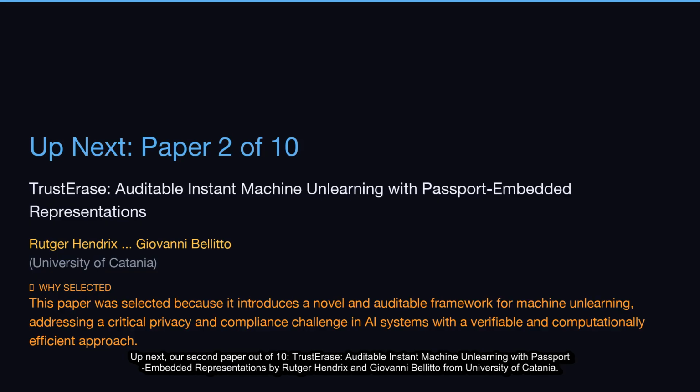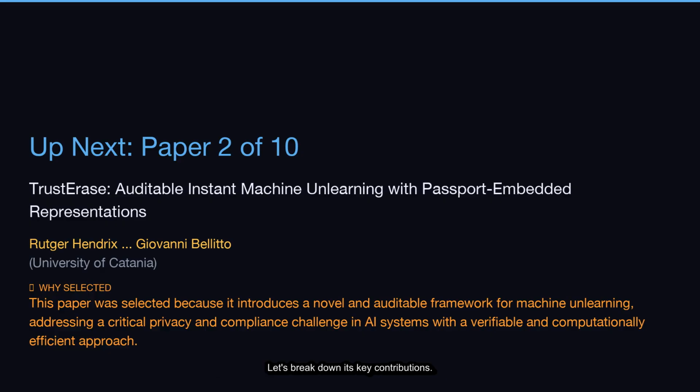Up next, our second paper out of 10, TrustErase, Auditable Instant Machine Unlearning with Passport-Embedded Representations by Rutger Hendricks and Giovanni Bolito from University of Catania. This paper was selected because it introduces a novel and auditable framework for machine unlearning, addressing a critical privacy and compliance challenge in AI systems with a verifiable and computationally efficient approach. Let's break down its key contributions.